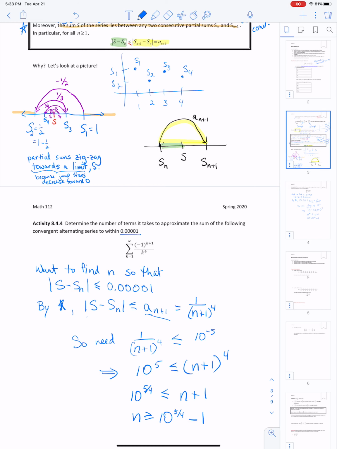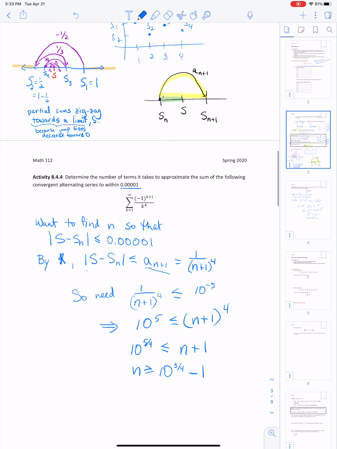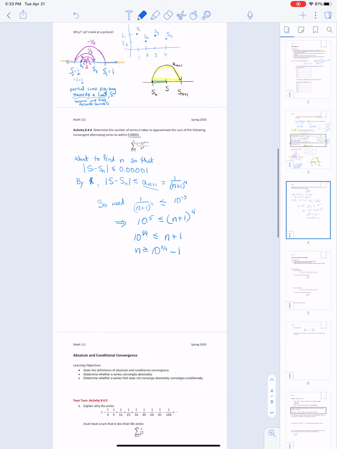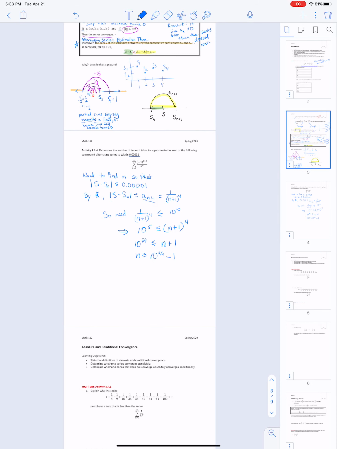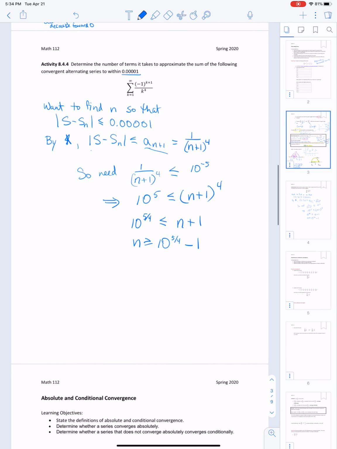And so here you could actually plug this into a calculator if you just want to find some number of terms. 5/4 is less than 2, so you could certainly say n bigger than 99 would work, but certainly something much less would work as well if you were going to be calculating these by hand. Okay, so I'm going to pause here.